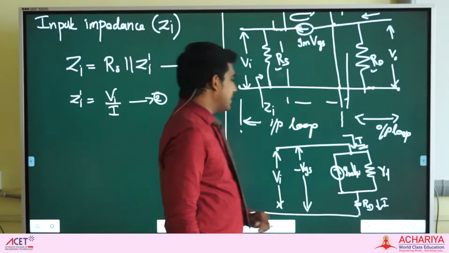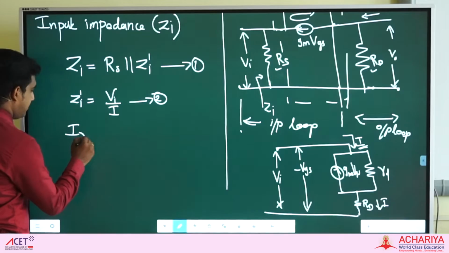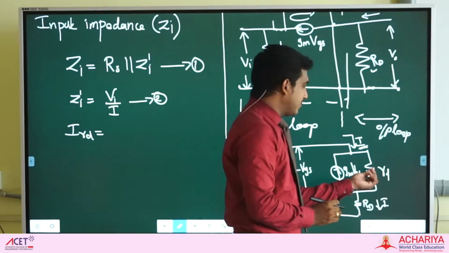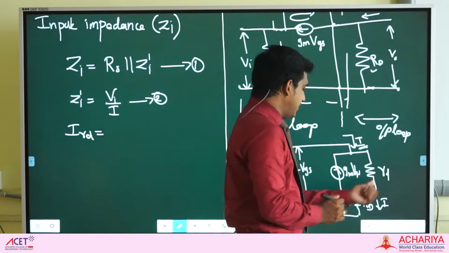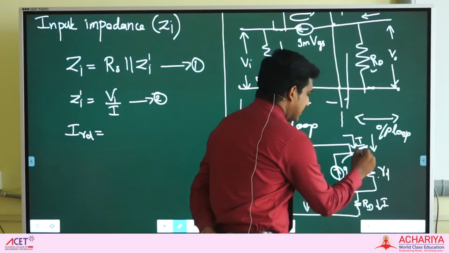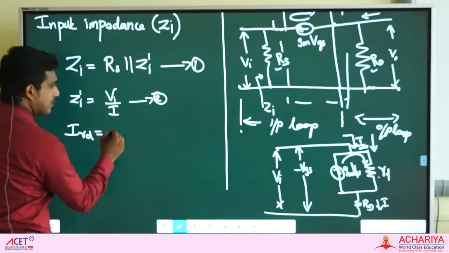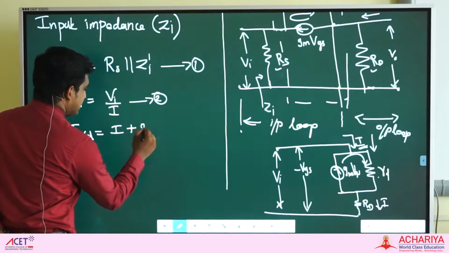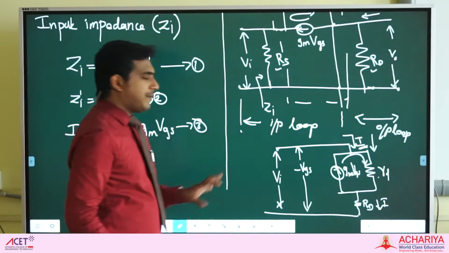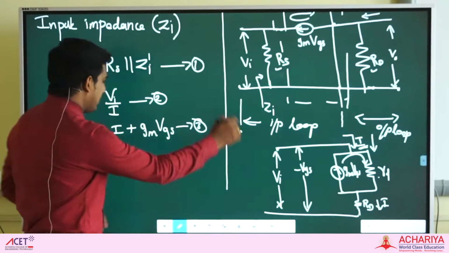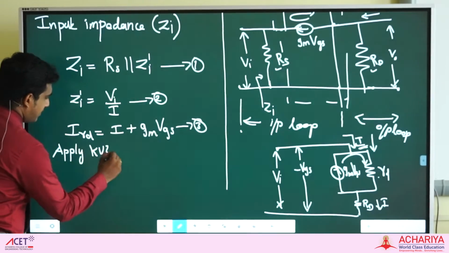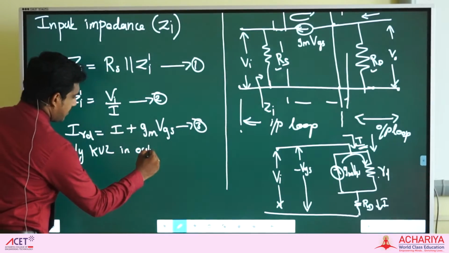From the circuit we can say IRD is equal to, the current flowing through this resistance, I plus gmVgs. In this resistance the gmVgs current is also flowing, and this I is flowing in the same direction. That's why we can write IRD is equal to I plus gmVgs. Consider this as equation number 3. Now apply Kirchhoff's voltage law, KVL, in the outer loop.